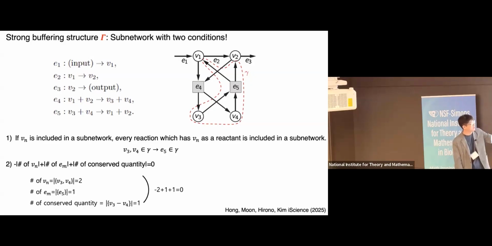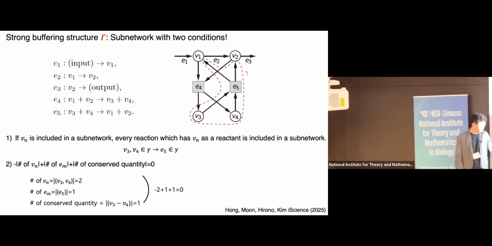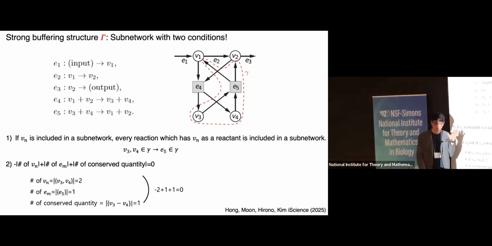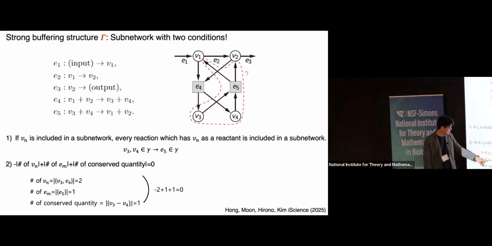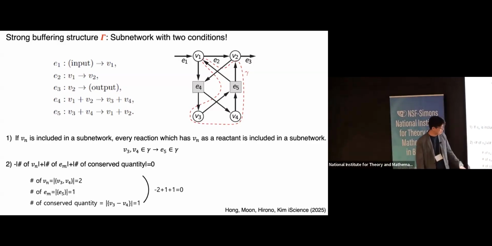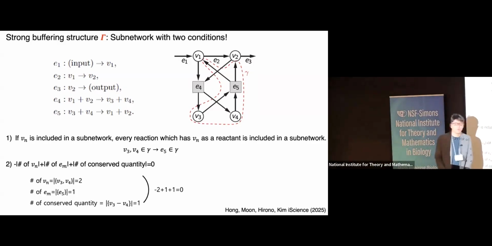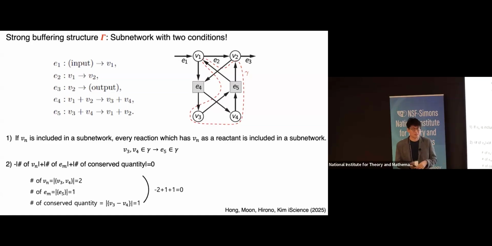We need to count the number of the species. V3 and V4 are 2. Good. And then how many reactions? 1. And then how many conserved quantities? 1. So that is minus 2 plus 1 plus 1, and we call this the influence index. And the index is 0. If these two conditions are satisfied, then we call this subnetwork a strong buffering structure.